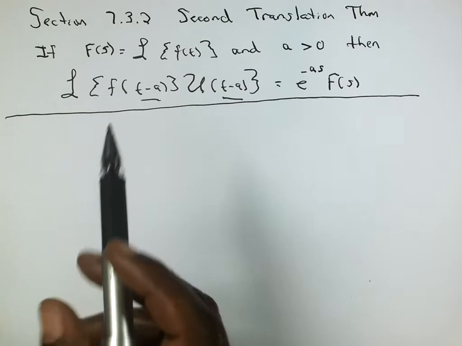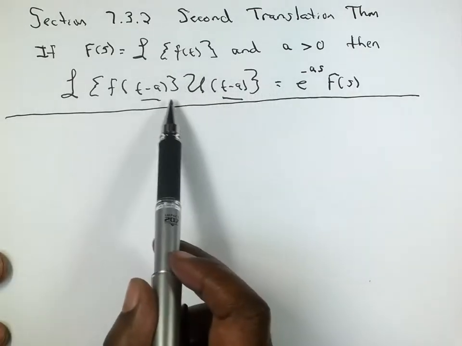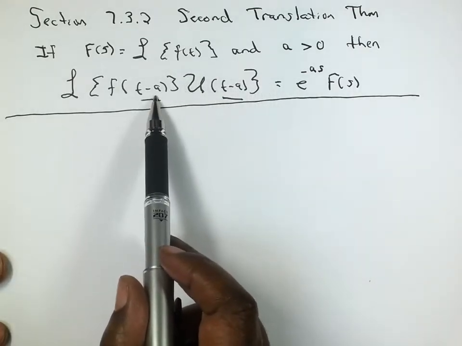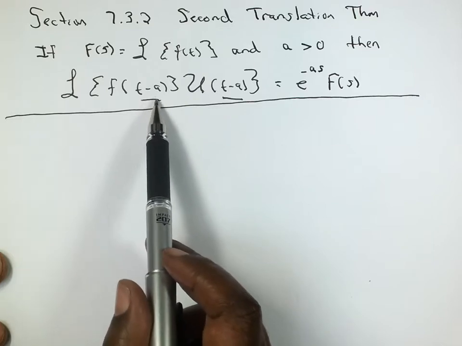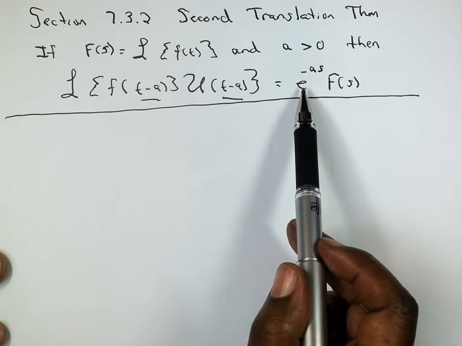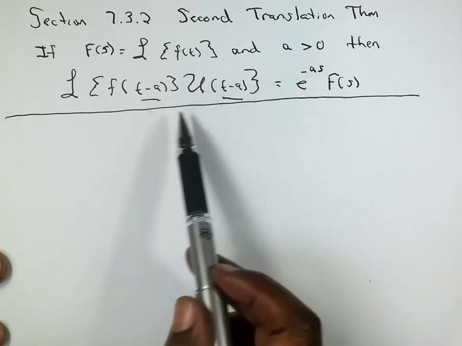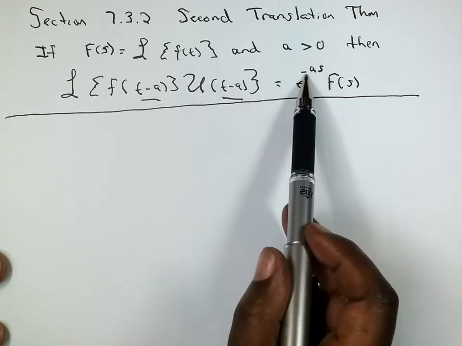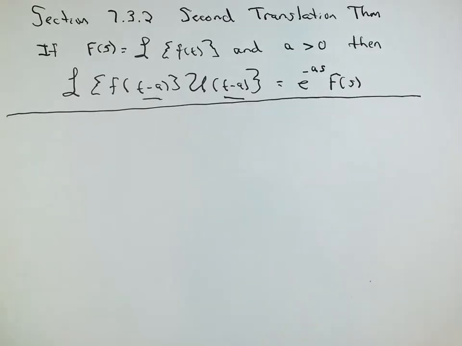And you can see that this is always t minus a, right? So when you identify a, it's always the opposite sign. But when you go to write it out, it's e to the negative as. So really, in this case, this negative a is going to be the same negative a up there. So keep that in mind as we're going through.